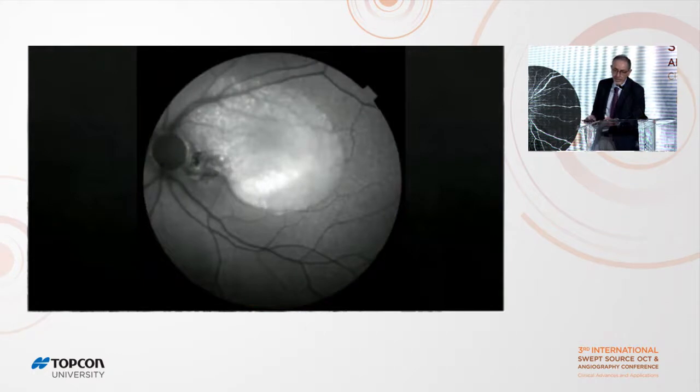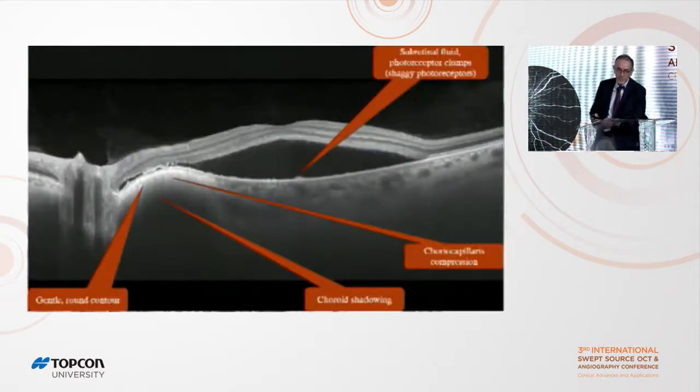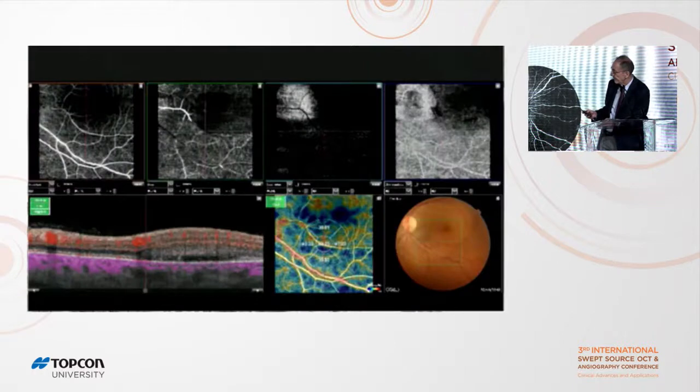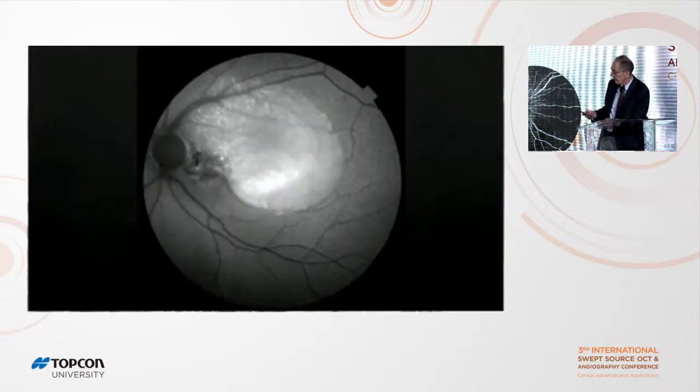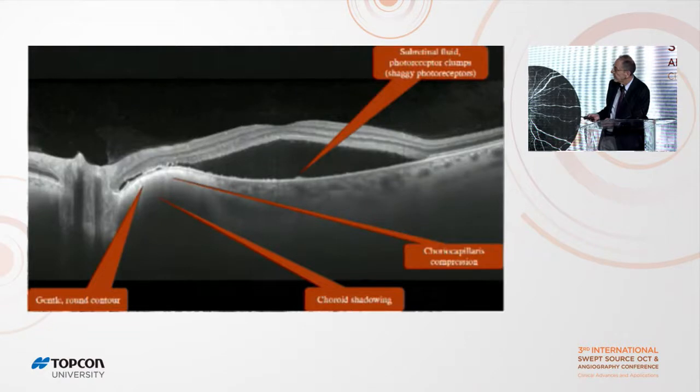And this is the autofluorescence image showing the hyperautofluorescent subretinal fluid and the lipofuscin on the tumor surface, again giving a hyperautofluorescent image. And this is the swept source OCT. Here we can see a gentle round contour to the tumor. There is choroidal shadowing and choriocapillaris compression similar to choroidal nevi. And this patient had subretinal fluid, and there are also photoreceptor clumps or shaggy photoreceptors on the retinal surface.